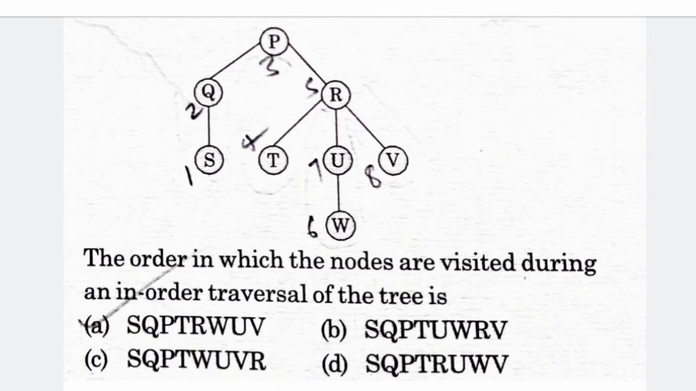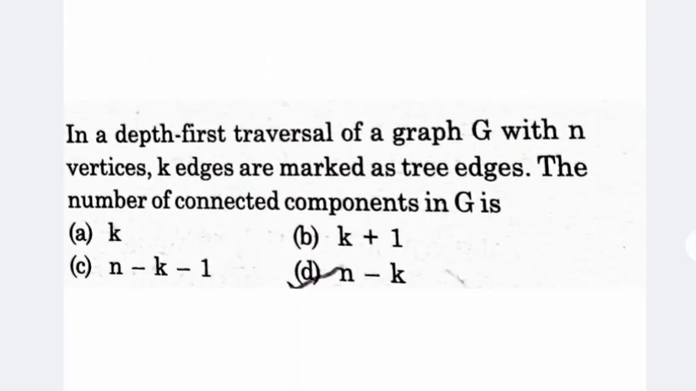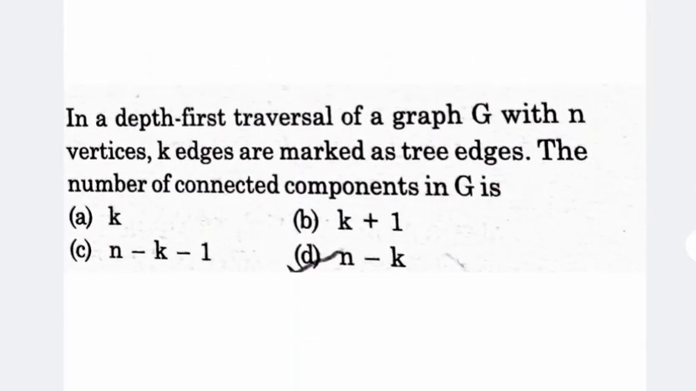The next question is defined as: in a depth first traversal of the graph G with n vertices, K edges are marked as tree edges. The number of connected components in G is what? This is a very straightforward question. So option D is your correct answer, and the number of connected components in G is n minus K, where K is the number of edges marked as tree edges. So option D is your correct answer.